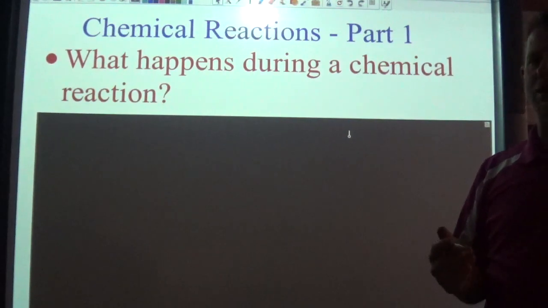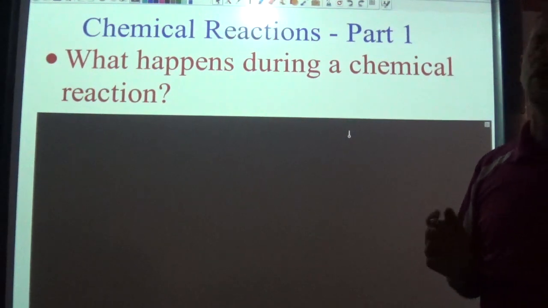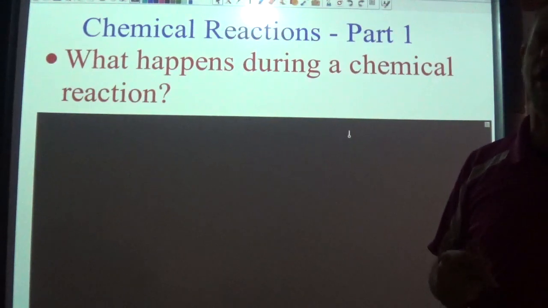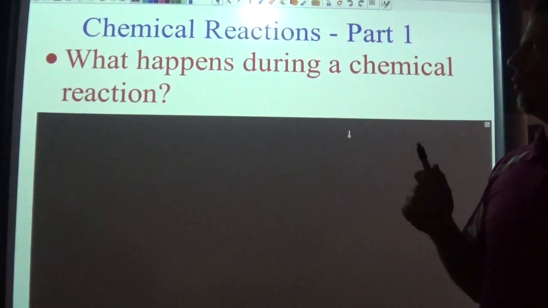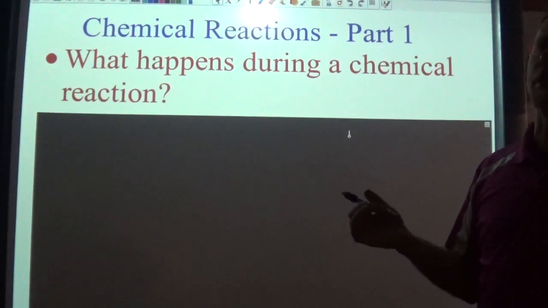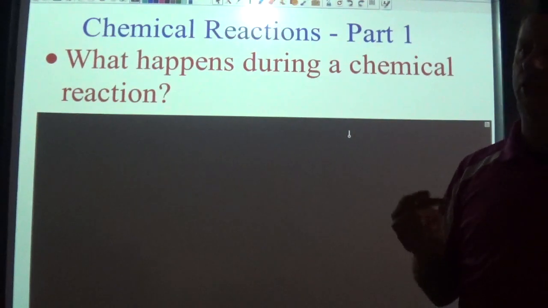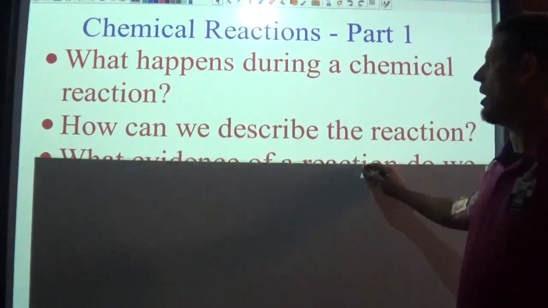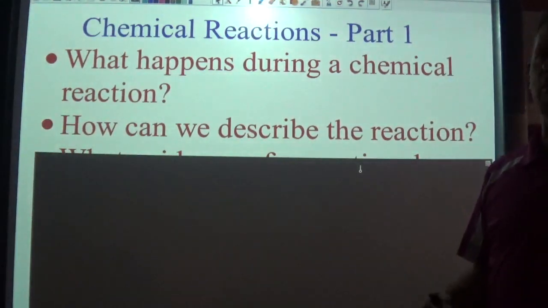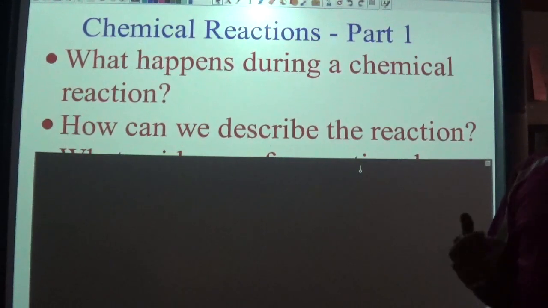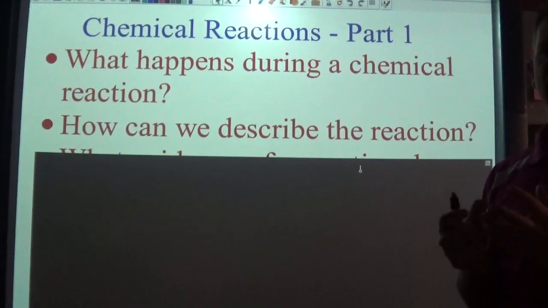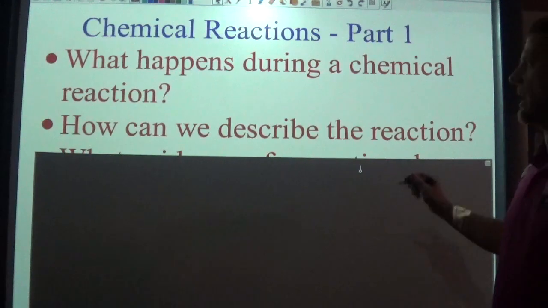So we've talked a little bit at the beginning of the year about the difference between a chemical reaction and a physical change. So we need to know what's happening. How do we know that something's taking place? How does a chemical reaction occur? Second question is, how can we describe what's taking place in the reaction? How can we show people when these things come together, that is what's happening?